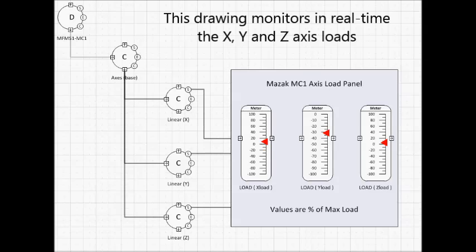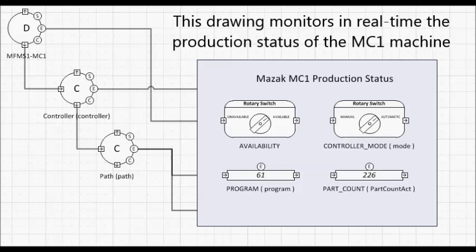This drawing monitors in real time the X, Y, and Z axis loads. This drawing monitors in real time the production status of the MC1 machine.